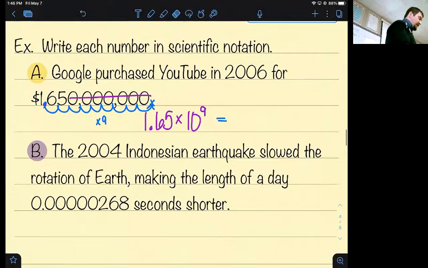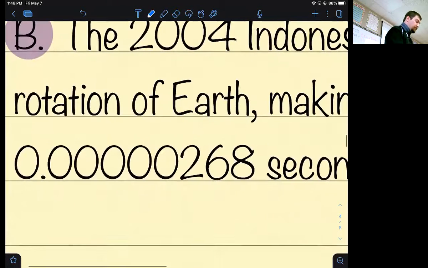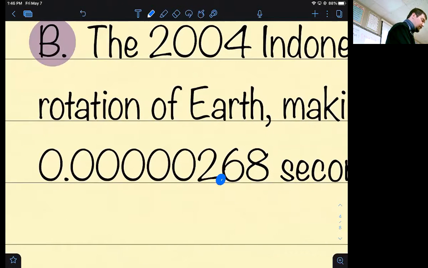All right, Caitlin. So where am I going to put the decimal point here? And then the 2 and the 6, so. Got it.